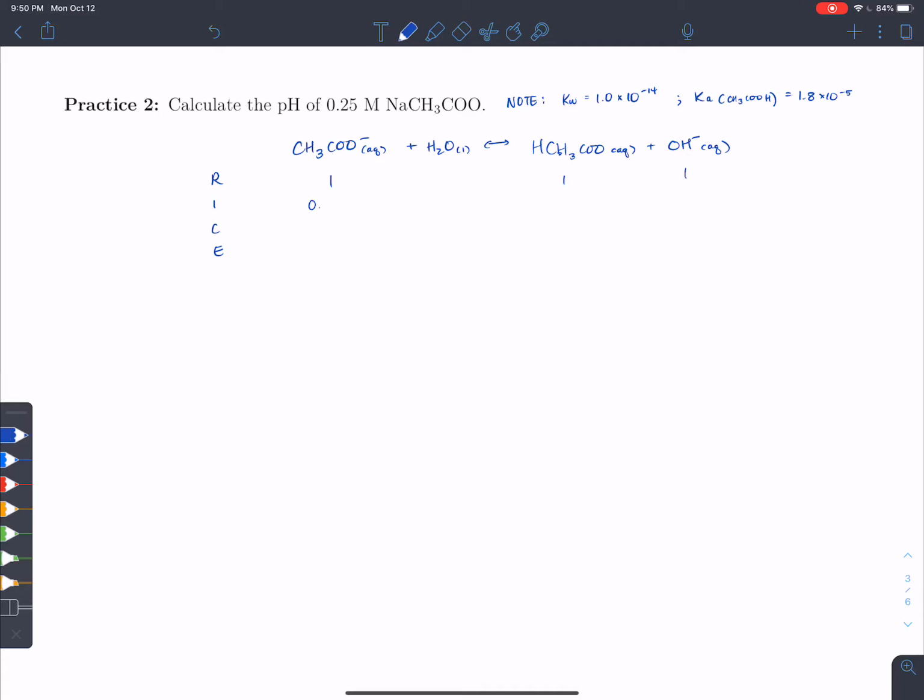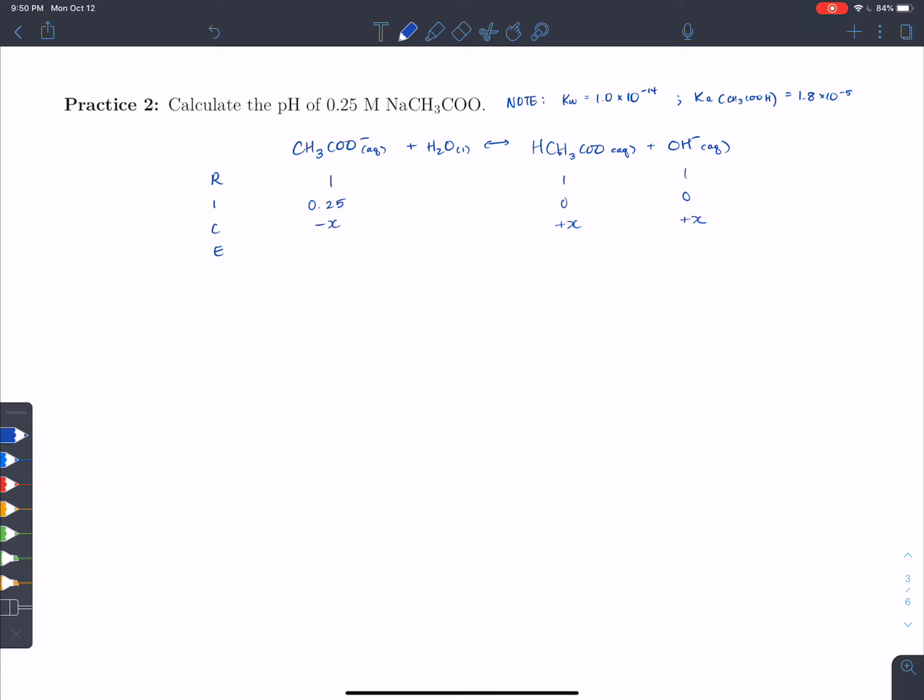So that means that our acetate ions are going to have a concentration of 0.25. We still have not produced any acetic acid or hydroxide, so this is going to be 0 in initial concentration. When we look at the change, we know that this concentration that we started off with is going to change by a specific amount, so we're going to lose a specific amount of concentration, and in that respect, we are going to gain that same amount in acetic acid and hydroxide ions, so it's going to be plus X.